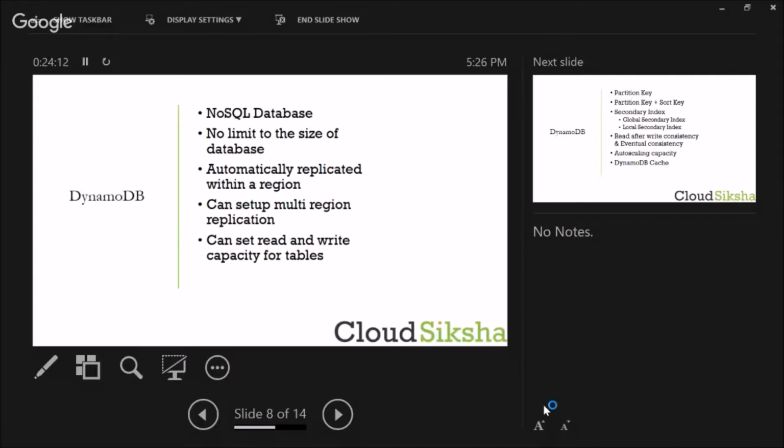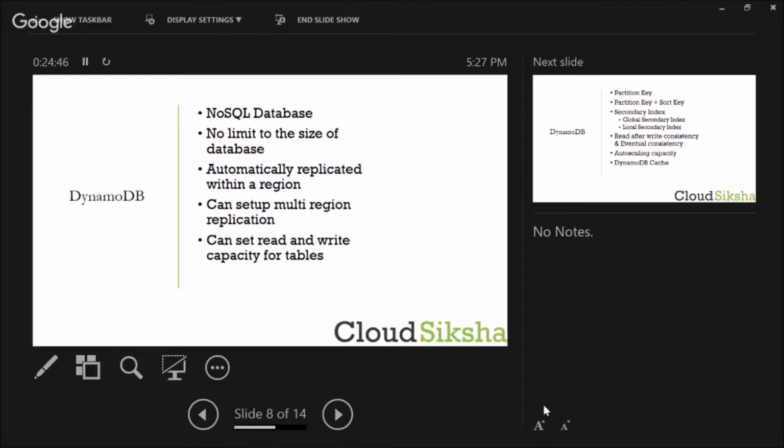Here, as I said, you don't have a limit to the database size. You can store as much as you want. Added to it, you can also set the read and write capacity for every table that you create. Read-write capacity is how many reads you can have per second and how many writes you can have per second. So you set them up when you create a table, and later on, if you need, you can change them.